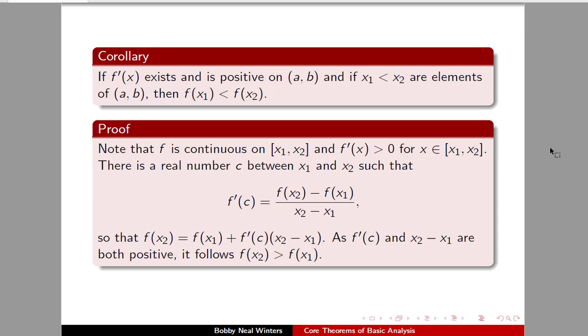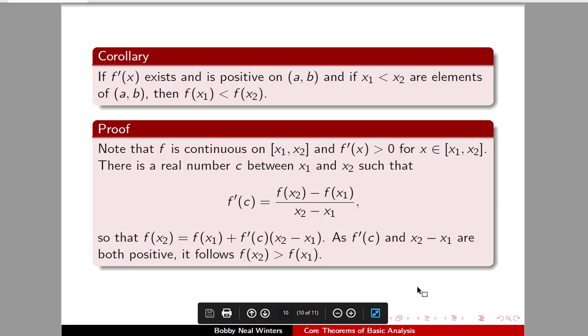Another corollary: if f prime exists and is positive on (a, b), and if x1 is less than x2 are elements of (a, b), then f of x2 is greater than f of x1. So this is just a little bit more than what we had before. The derivative exists and is positive. So let's take a look. Note that f is continuous on the closed interval from x1 to x2, and f prime of x is positive on that interval. There is a real number c between them, so that the derivative at c is equal to that difference quotient, and so we've actually sharpened the previous result.